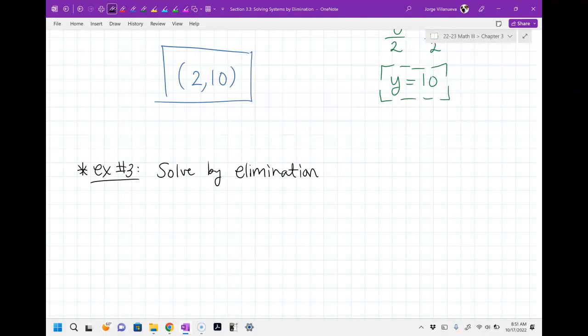All right, so here we go. Negative 3x plus y equals 17. Negative 3x plus 7y equals 19.